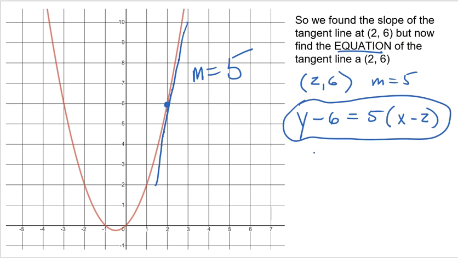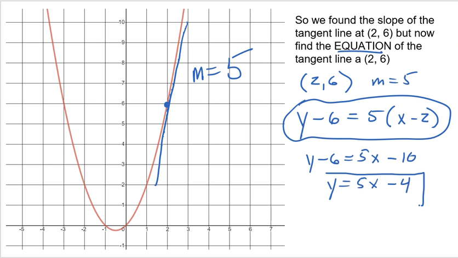If you want slope-intercept form, we have to do a little bit more work. We have to distribute: 5x plus, minus 10. Add the 6 over. y equals 5x minus 4. That is in slope-intercept form. So you have to read the directions to know what form you need to be in. But again, both of these equations represent the equation of that blue line, the tangent line at (2, 6). So this is the rate of change at that point, not between 2 points, that's a secant line. The tangent line is the slope at that point.